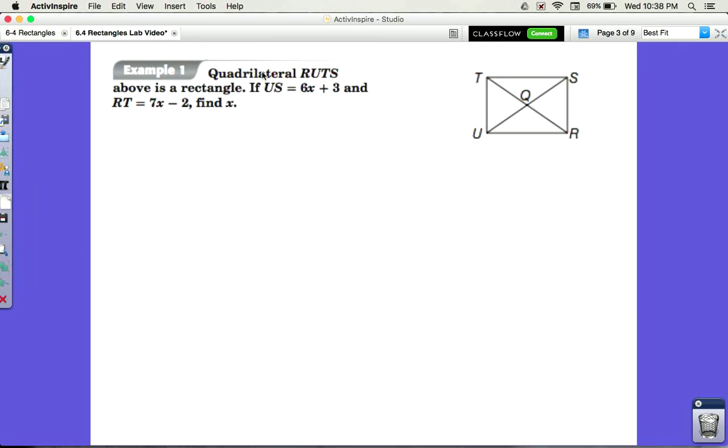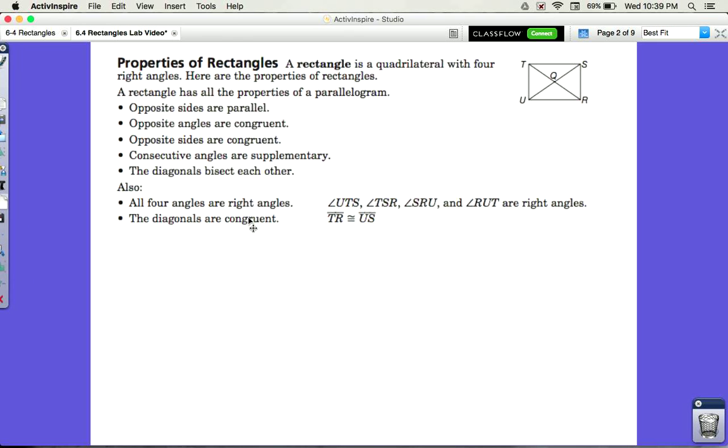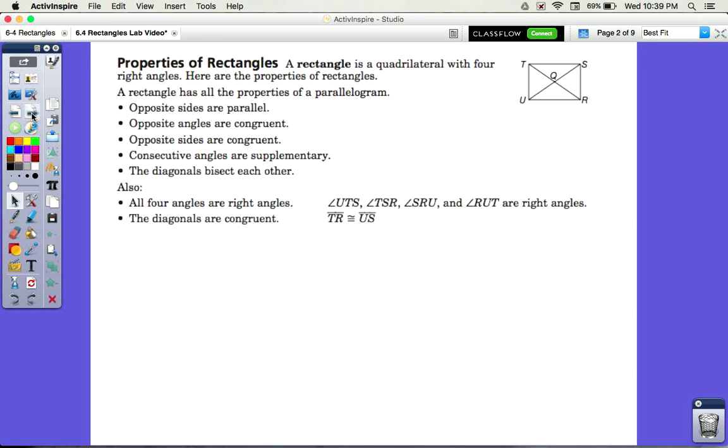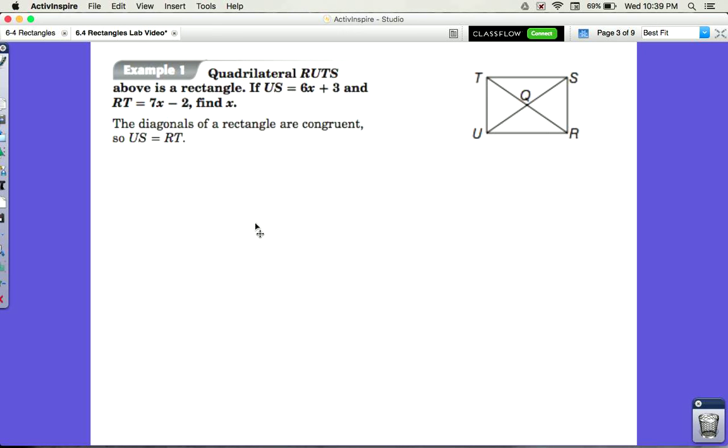So example 1 says that quadrilateral RUTS is a rectangle. So we know it's a rectangle. So if SU equals 6x plus 3 and RT equals 7x minus 2, find x. So what we know about those two is that those are our diagonals. And according to our properties list here, the diagonals are congruent in a rectangle. So that means that we can say that US equals RT.